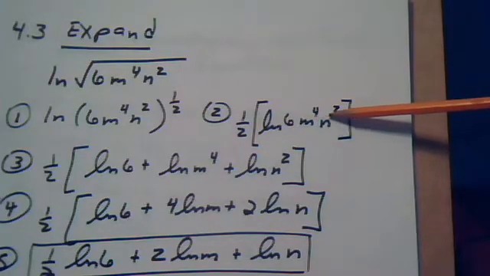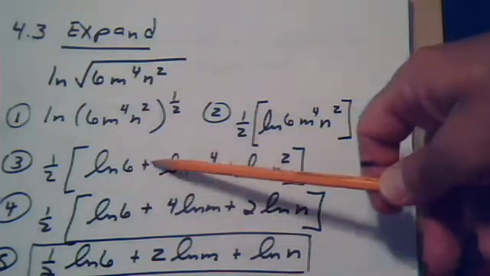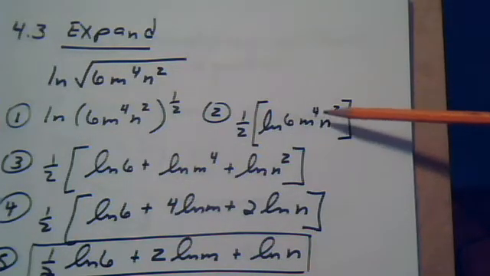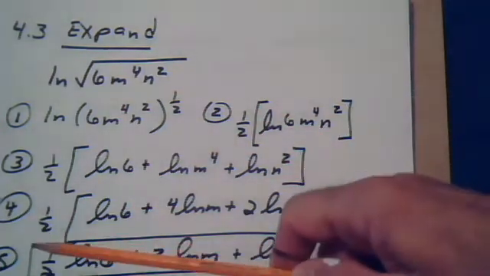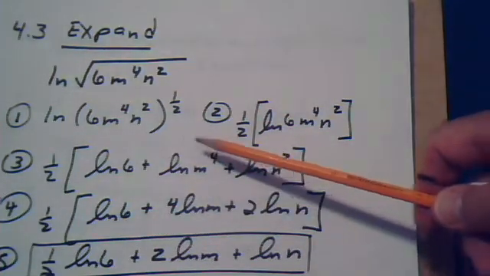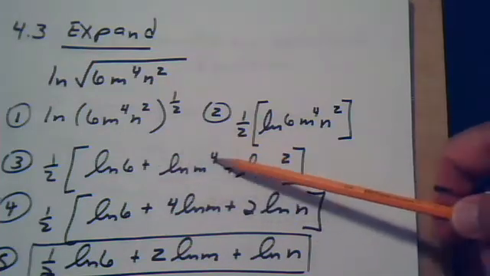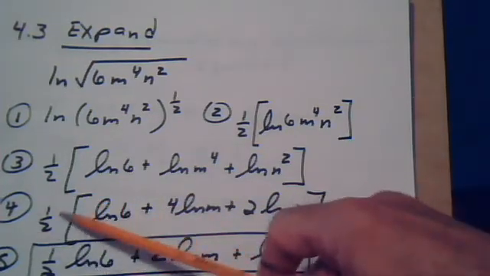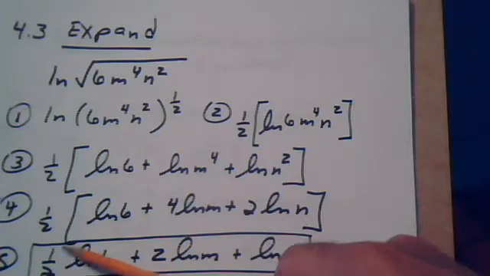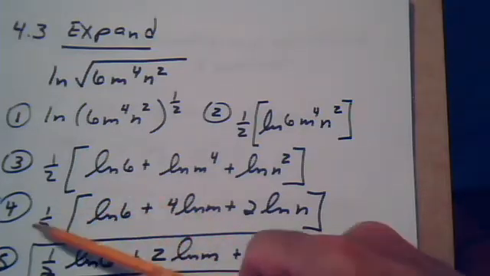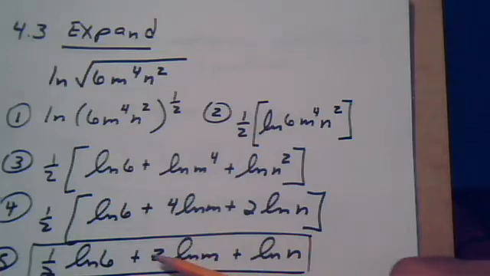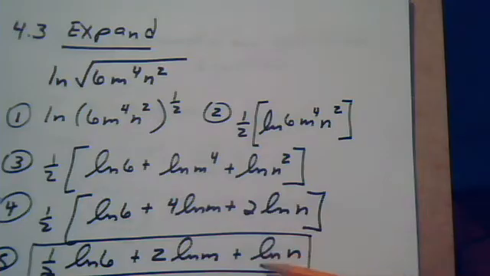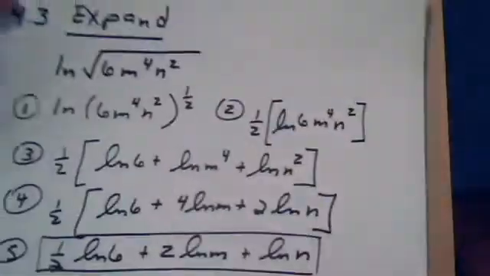Then you notice these are multiplications, so you're going to turn them into additions. So it's the ln of 6 plus the ln of n to the 4th plus the ln of n to the 2nd. Then you look at this, and you could bring this power down by using the third rule of log. So this 4 goes down. This 2 goes down. Now distribute the 1/2. Simplify. So 1/2 ln of 6, and then 4 divided by 2 is 2. So this would be 2 ln of m. 2 divided by 2, 1. So this one turns out to be ln of n.